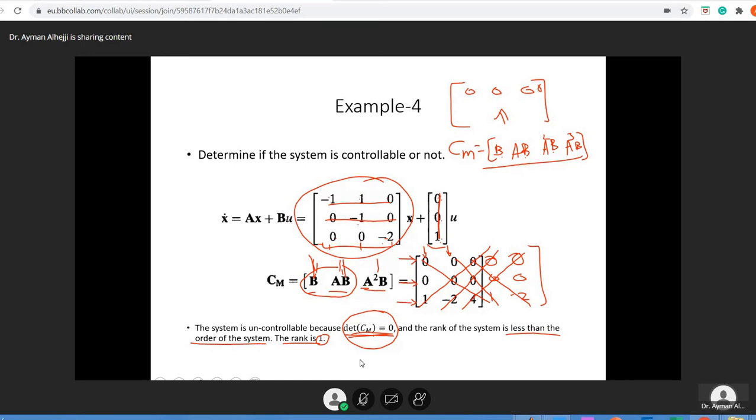So this example shows us the system is completely uncontrollable, with less rank. A rank of 1.